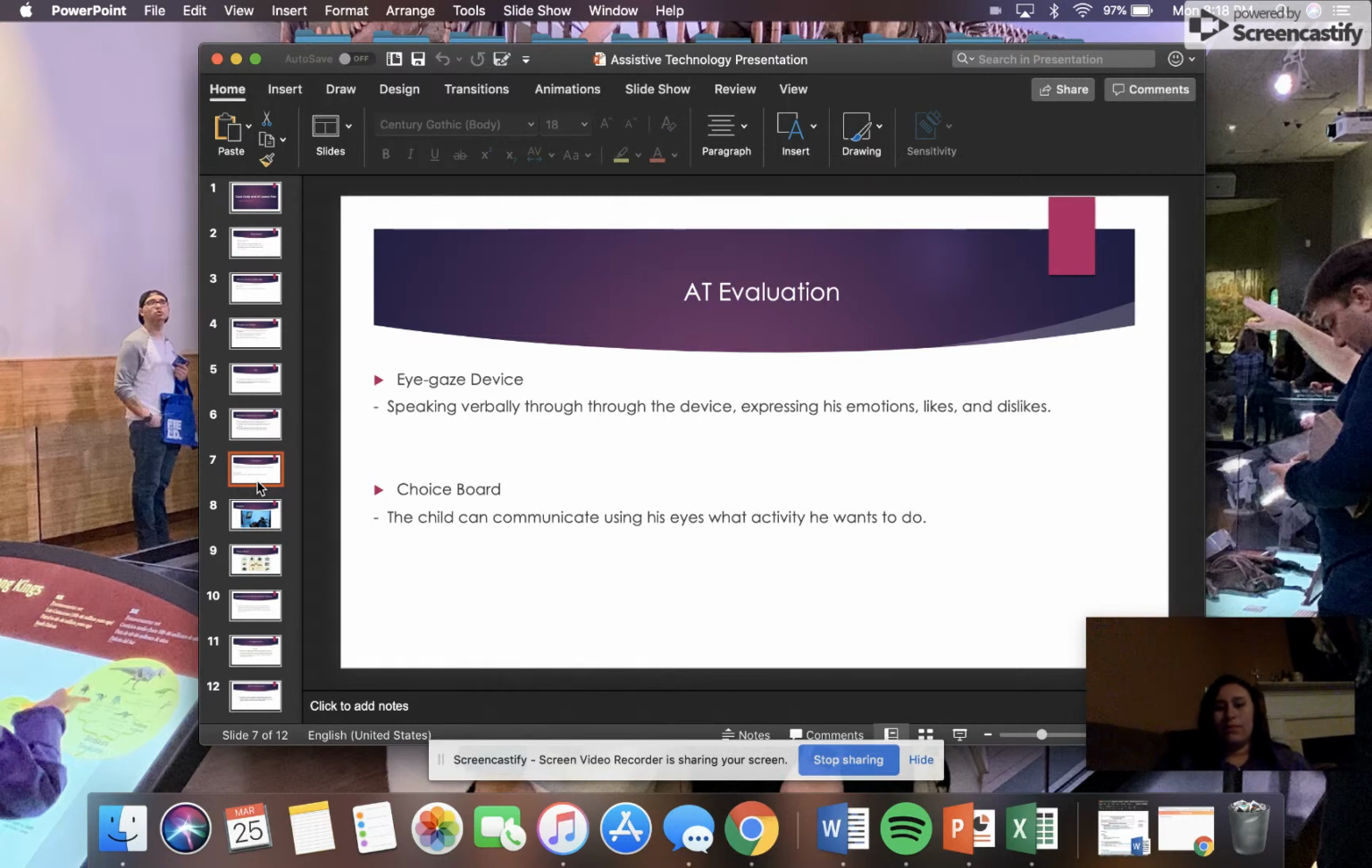So the 2 AT devices. The first one I chose was the eye gaze device, which I had mentioned before, speaking verbally through the device and expressing emotions, likes, and dislikes. And then a choice board. The child could communicate using his eyes on what activity that he wants to do. So the choice board necessarily isn't an actual technology device. It's more of a paper, or you could make it on the computer and use it in a more technical way.